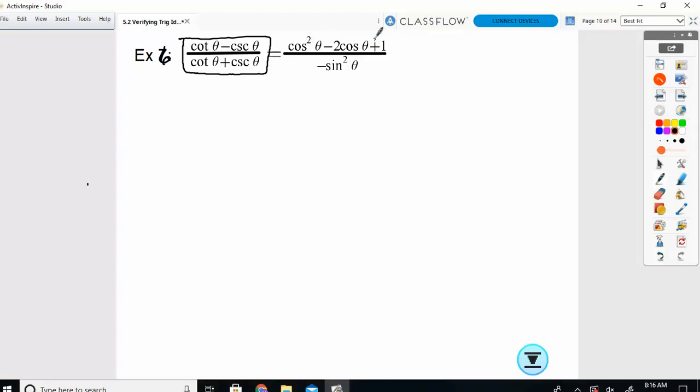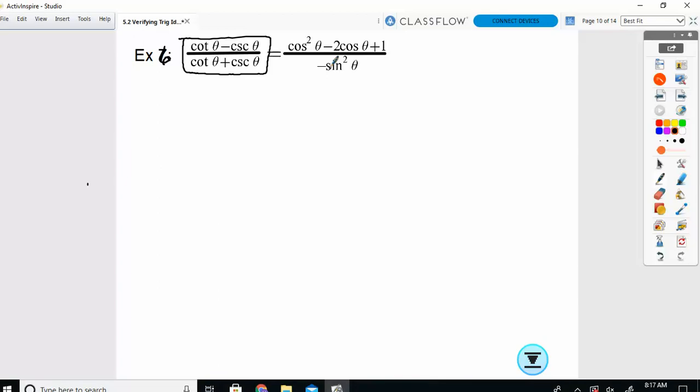So, what are we going to do over here? Okay. So you said split it. Are you meaning factor, or were you putting each one over the denominator? Like putting each one over the denominator. Okay. So we have 2 different suggestions on the table.